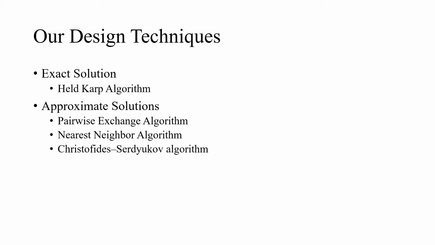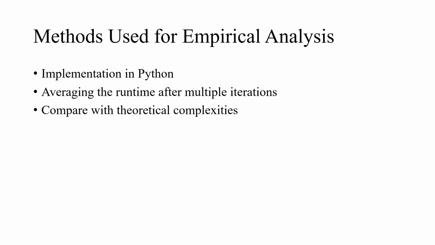The design techniques we've decided to use include two types. We have the exact solution and we have three approximate solutions. The exact solution uses the algorithmic design technique of dynamic programming, and the approximate solutions use various techniques and approximations to find a very accurate solution to the problem.